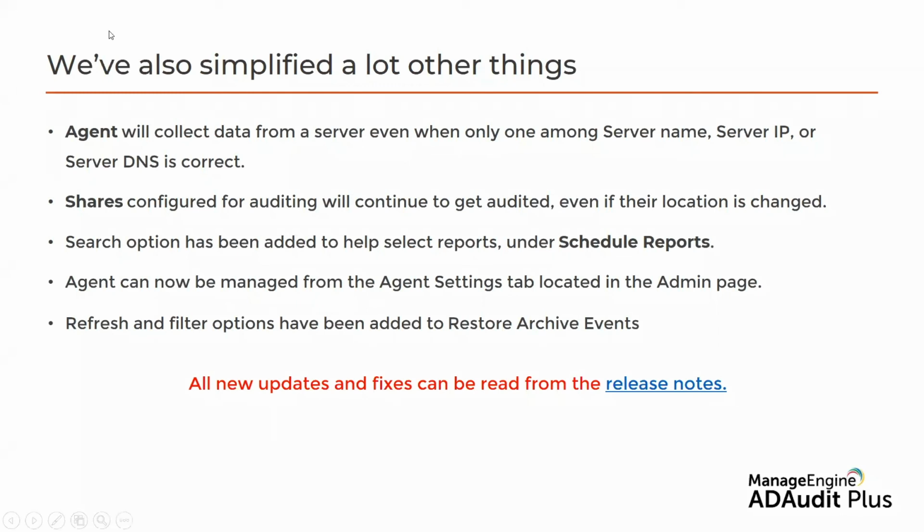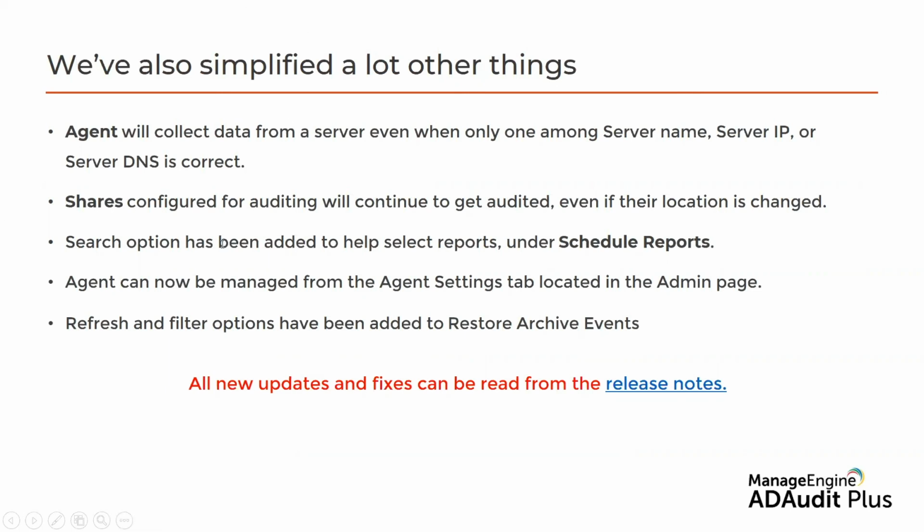So for example, whenever an agent is installed to get data from an endpoint, from a workstation, if your server IP address is correct, but your server name is wrong or your DNS is wrong, it will still work. Or if your server name is correct, but your IP is wrong or your DNS is wrong, it will still work. So we made things a little simpler for you so you can conserve time when configuring things in ADAudit Plus. For example, when your network share locations are changed, let's say you moved from one path to another, ADAudit Plus will still audit these shares just to make things simpler for you, right?